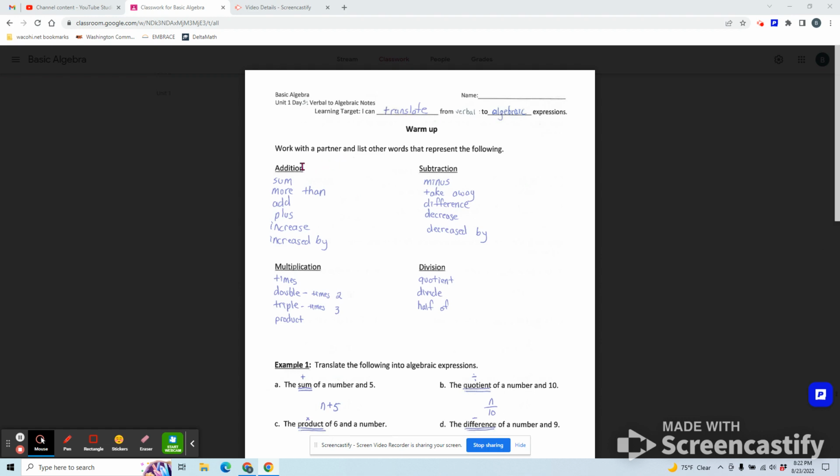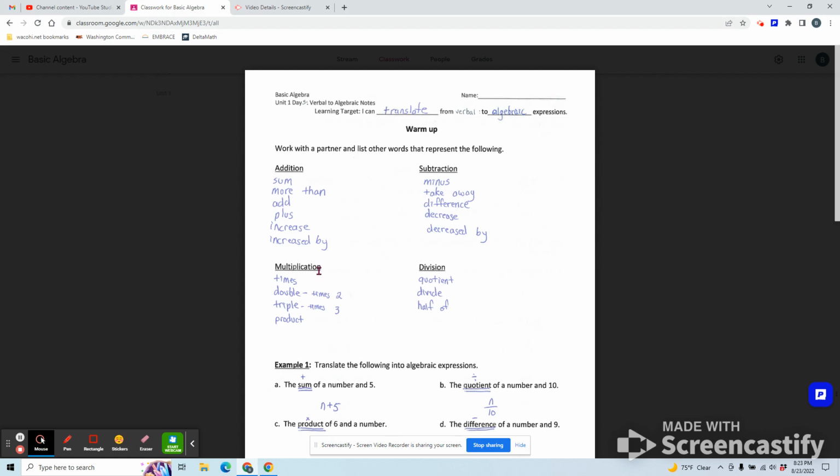So I'm going to list other words that mean addition. I didn't list all of them, I just listed a few. So we have sum, more than, add, plus, increase, increased by. Over in the subtraction side, we have minus, take away, difference, decrease, decreased by.